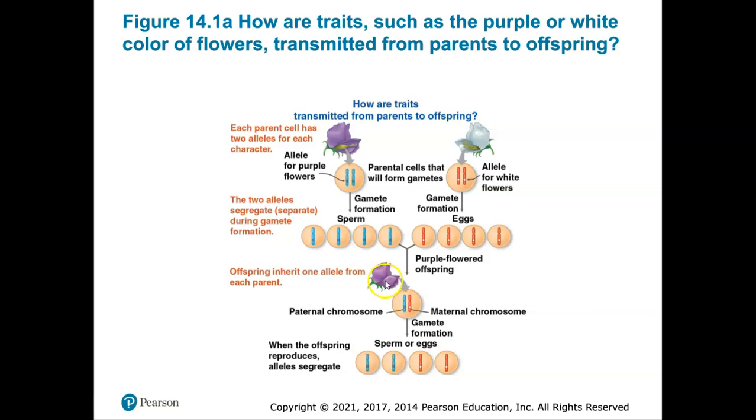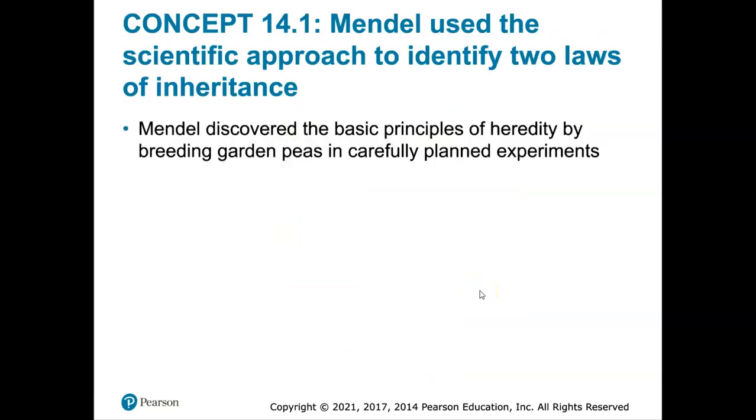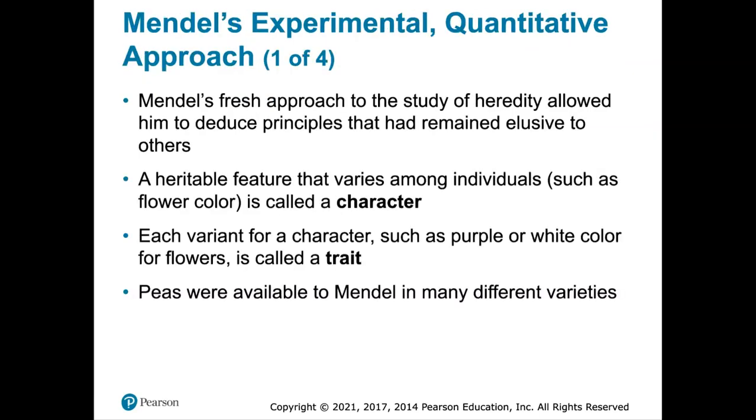And then the offspring are produced by fertilization, and during fertilization, each offspring is going to get two copies, or two alleles, for each trait, one coming from the sperm and one coming from the egg. So this is what Gregor Mendel discovered through his experiments. So he is given credit for discovering the law of segregation and the law of independent assortment.